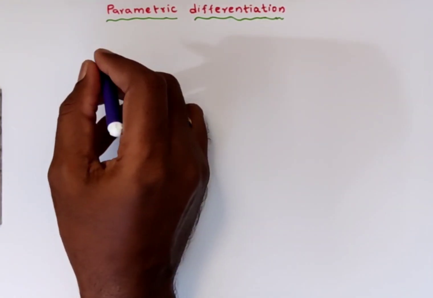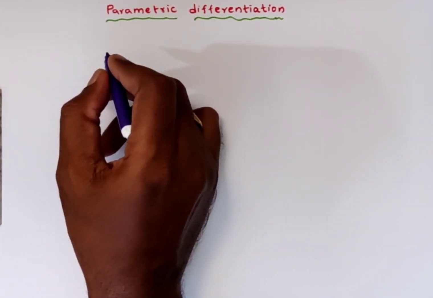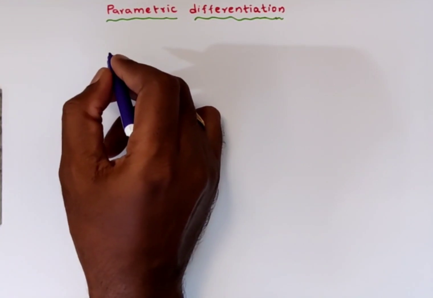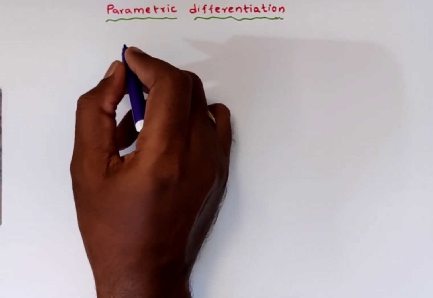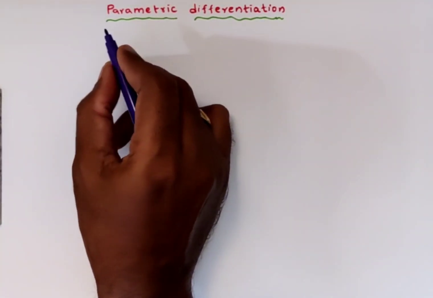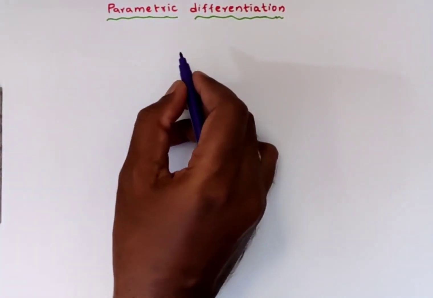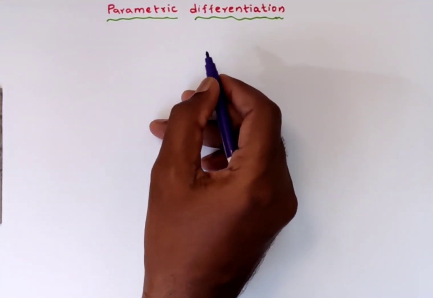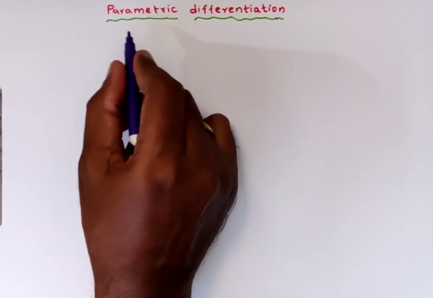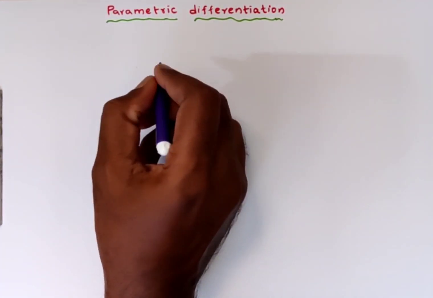Dear students, in this lecture you are going to learn the remaining two methods of differentiation. They are parametric differentiation and implicit differentiation. First, we will see parametric differentiation.